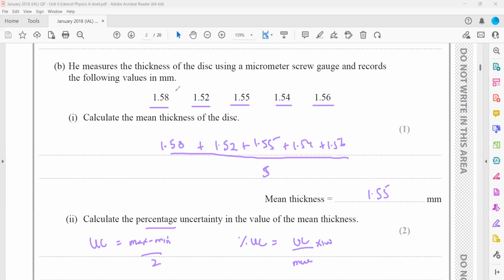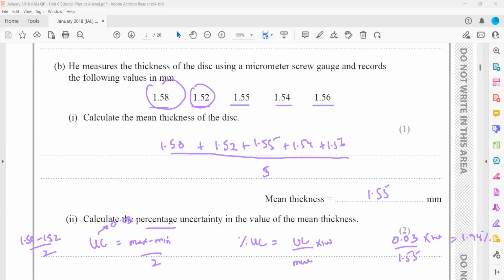So first we calculate the uncertainty, which is maximum value 1.58 and the minimum value is 1.52. So maximum minus minimum, so 1.58 minus 1.52 divided by 2. This will give us the uncertainty, which is about 0.03. So uncertainty in the measurement is 0.03. Then to calculate percentage uncertainty, 0.03 divided by average 1.55 into 100. So the percentage uncertainty is 1.94.